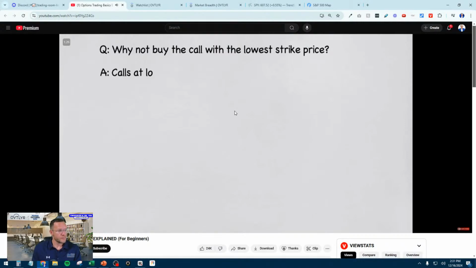Now, logically, it would make sense that buying shares at lower prices would be more favorable to buying shares at higher prices. So why not buy the call option with the lowest strike price? Well, the answer is that calls at lower strike prices cost more money for two reasons.